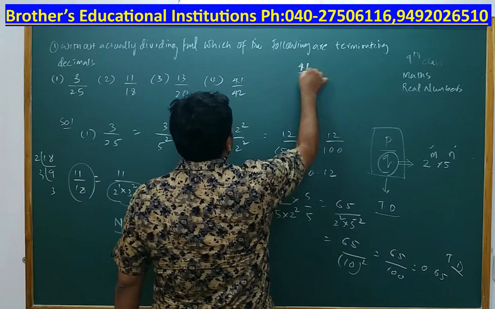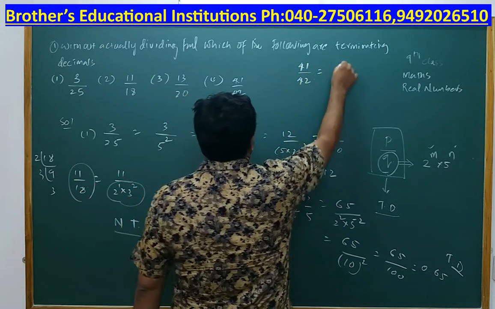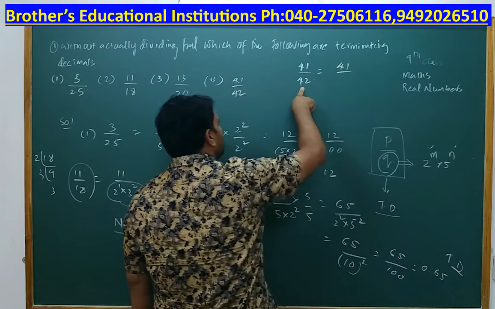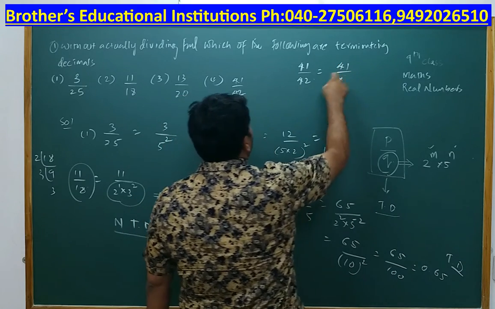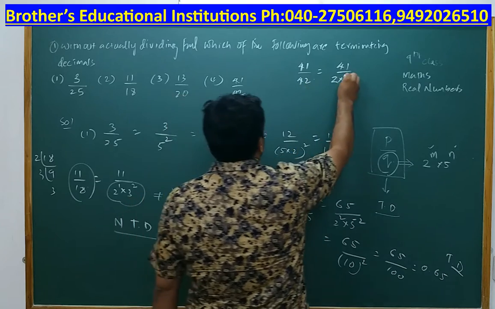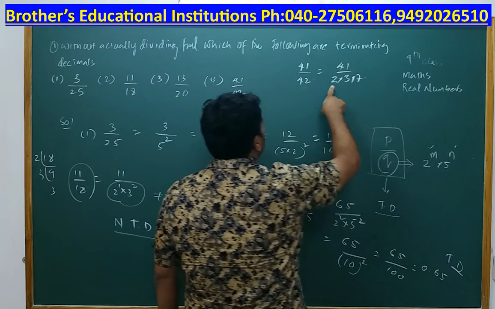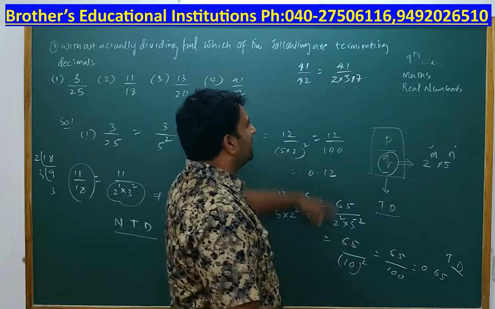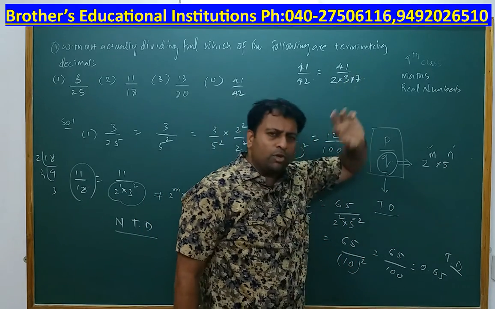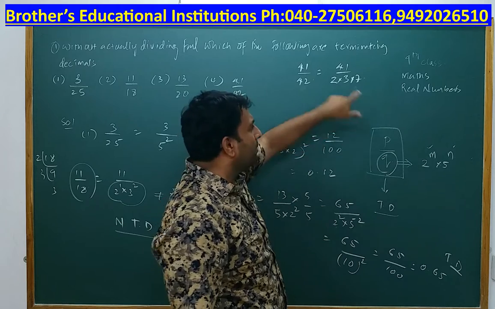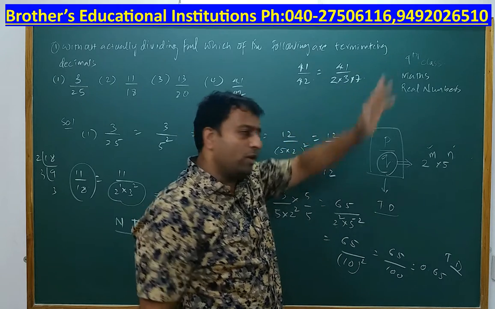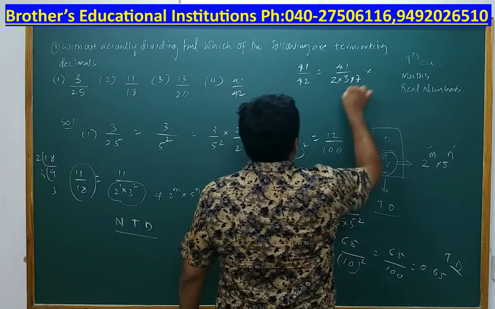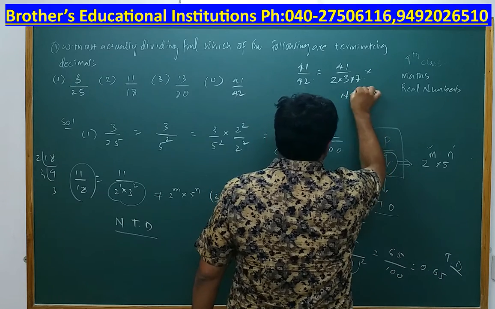41 by 42. Now 41 by 42 can be written as 41 by 2 into 21, and 21 can be written as 3 into 7. So you cannot express this in the form of 2 to the power of m into 5 to the power of n. You will say, sir, I will multiply and divide by 5. Even though you multiply and divide by 5, it's not a problem. But can you remove 3 and 7? You cannot remove. So this is a non-terminating decimal.